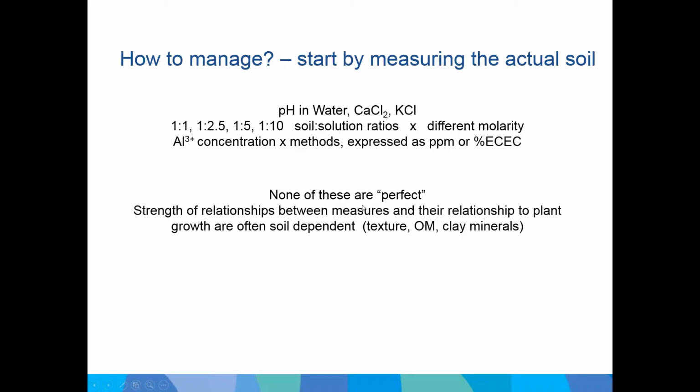The strength of the relationship between some of these measures, like between calcium chloride and the concentration of trivalent aluminium, will vary. The strength of that relationship will vary depending on the soil type, the texture, how much organic matter is there, and the clay minerals that are present. How those things relate to plant growth can also vary. And so this is why, when you look through the literature, for some soils one test is better than another, but it's not necessarily massively better. It might be incrementally better.